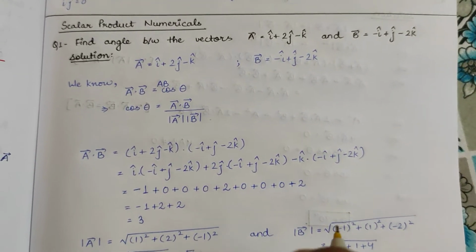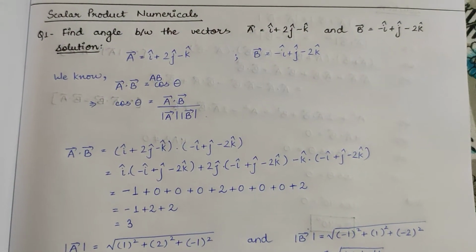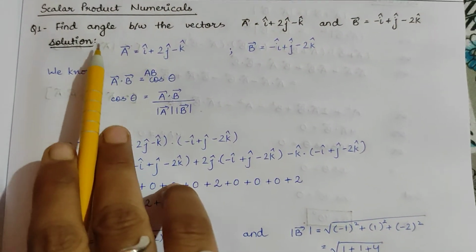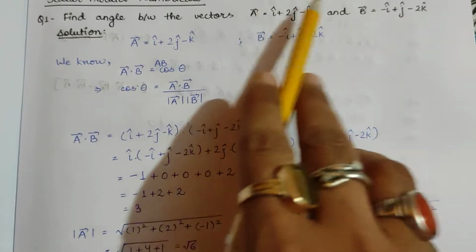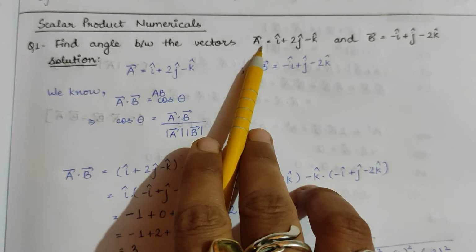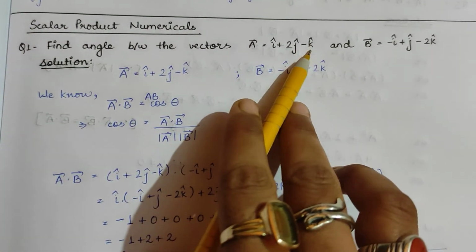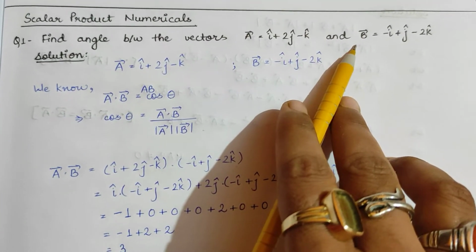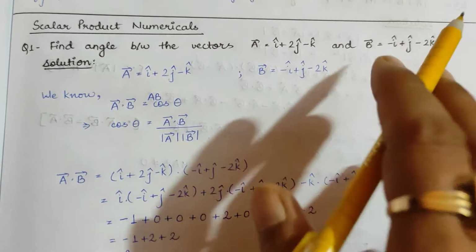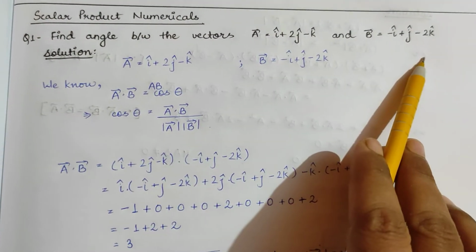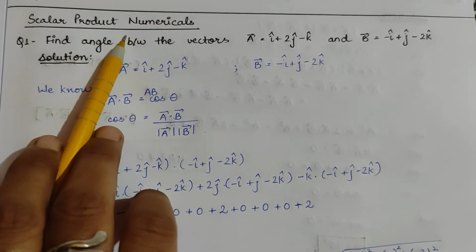Students, we will discuss some of the numericals of scalar product. The first numerical says: find the angle between the vectors a and b, where vector a is equal to i cap plus 2j cap minus k cap, and vector b is equal to minus i cap plus j cap minus 2k cap. In these types of questions, we have to find the angle between these vectors, and we are talking about scalar product.